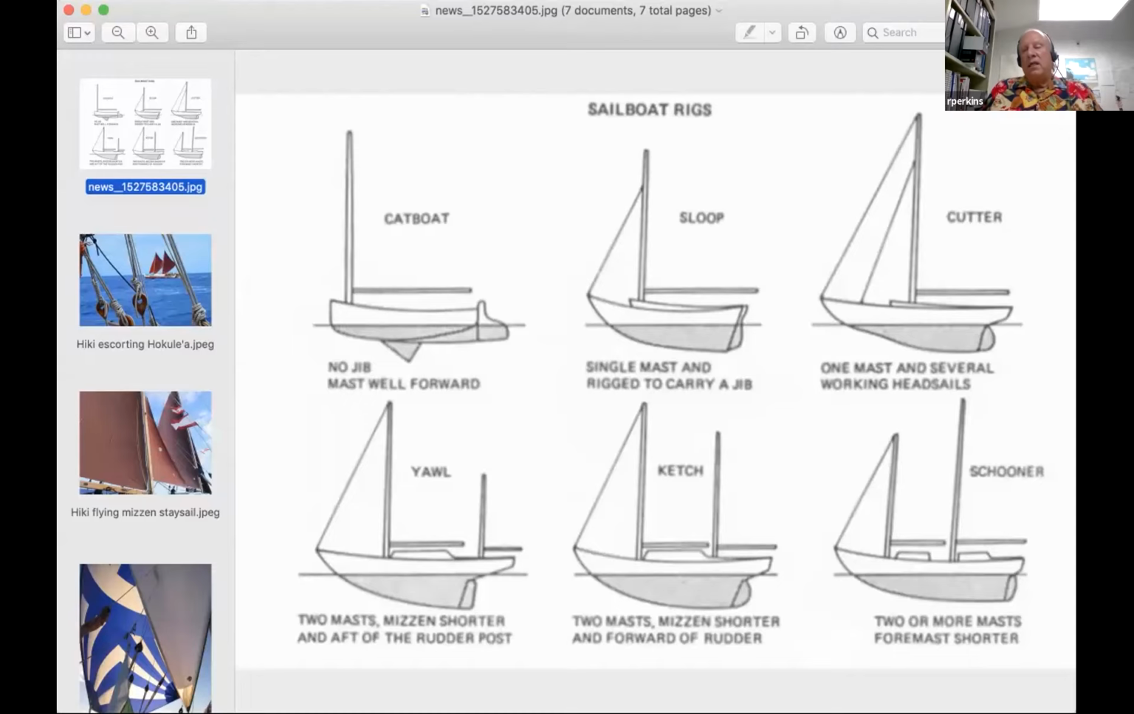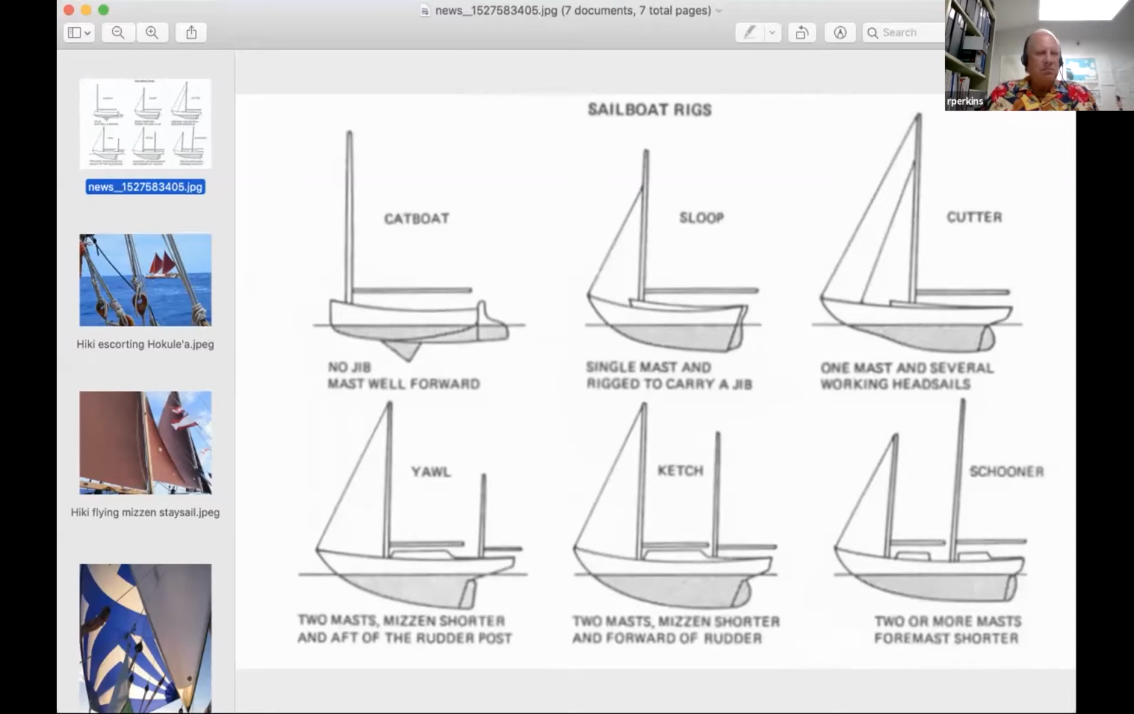So now, can anybody tell me what they think Hikianalia's rig is? Very good. It's a schooner, right? Both masts are the same height. Right. Thank you, Patrick. Both masts are the same height. And it has jibs forward of the forwardmost mast. We could call this a double head sail schooner because we can fly two head sails before the front mast.